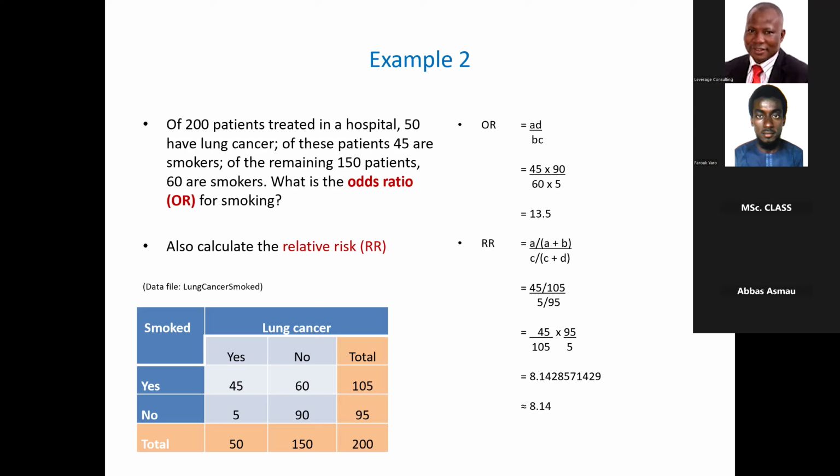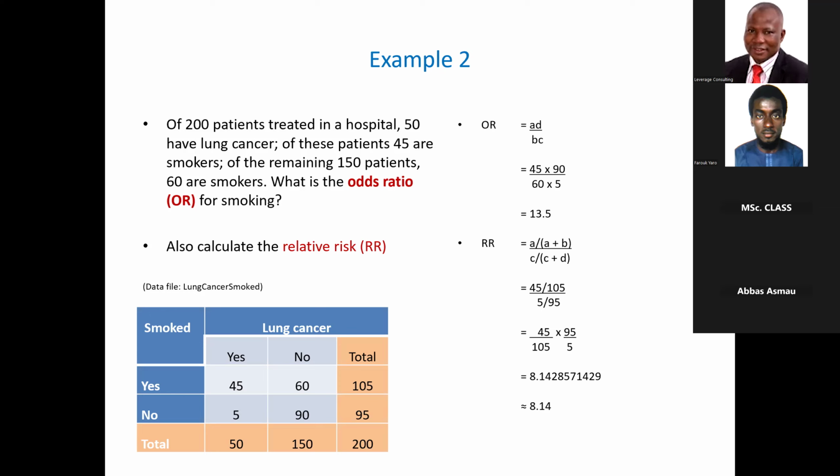The same thing, the odds of smoking among the people that don't have lung cancer is 60 over 90. So if you look at it, 45 over 5 is A over B, and 60 over 90 is C over D.